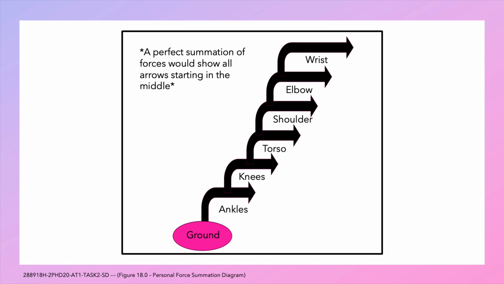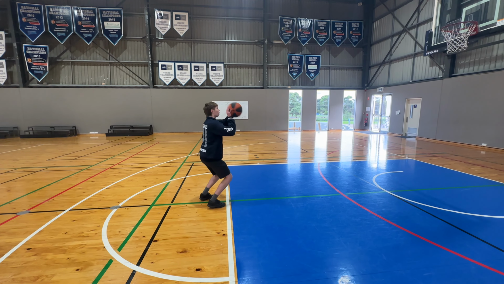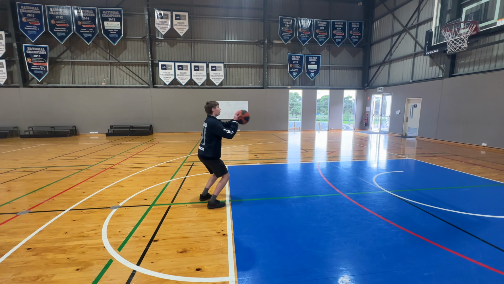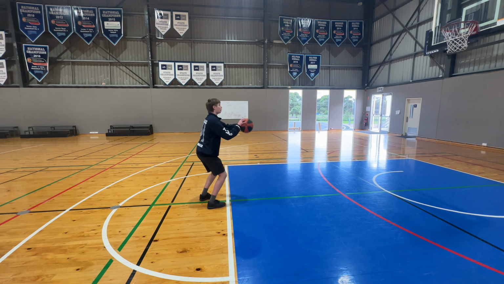Looking at my force summation diagram, it is clear that not all of my movements are timed to perfection like Curry's. Ankles and knees: I push off the ground with my legs, which generates a large amount of force and helps propel the ball towards the basket. However, compared to Curry, I have to bend my knees a lot more due to having to generate more force due to my bad technique.